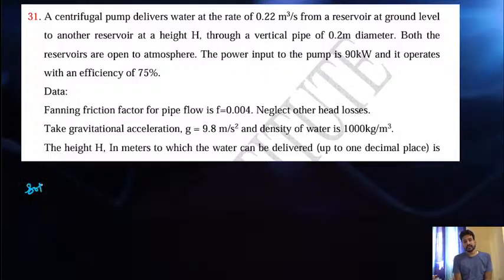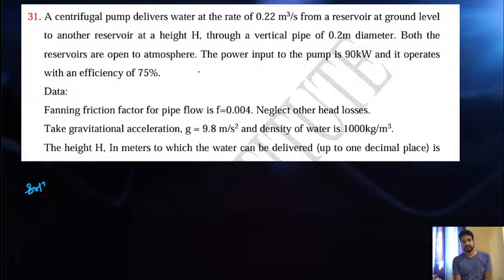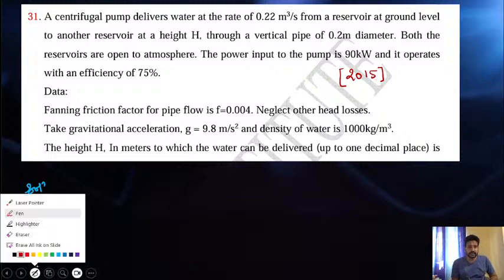This is the GATE 2015 problem. And guys, GATE 2015 is, I think, the toughest paper in GATE history. It was made by IIT Kanpur. So make sure you solve the questions from 2015. Now let's try to understand and calculate this question. Very easy question. Let's understand the question first. And this is the last question of today's class.